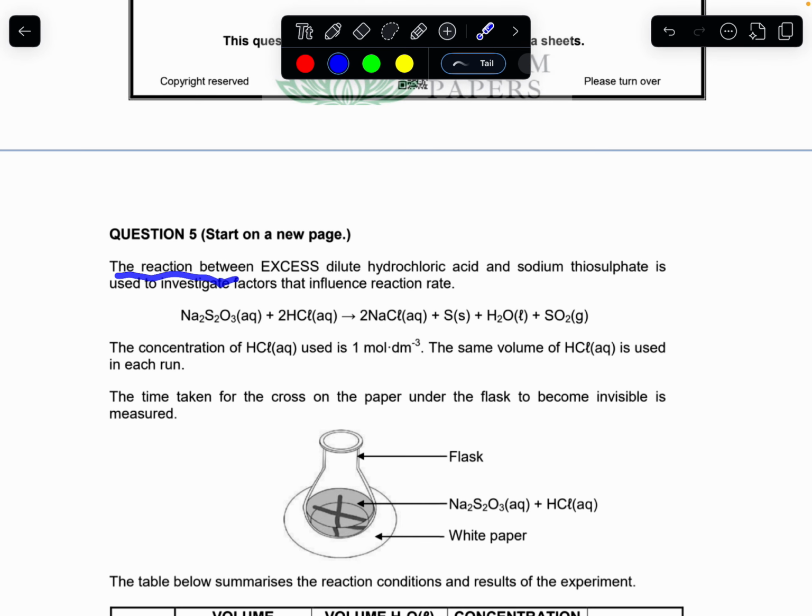It says the reaction between excess dilute hydrochloric acid and sodium thiosulfate is used to investigate the factors that influence the reaction rate. We have sodium thiosulfate and hydrochloric acid, and sodium chloride, sulfur, water and sulfur dioxide are formed there. It says the concentration of HCl used is 1 mole per dm3. The same volume of HCl is used in each run.